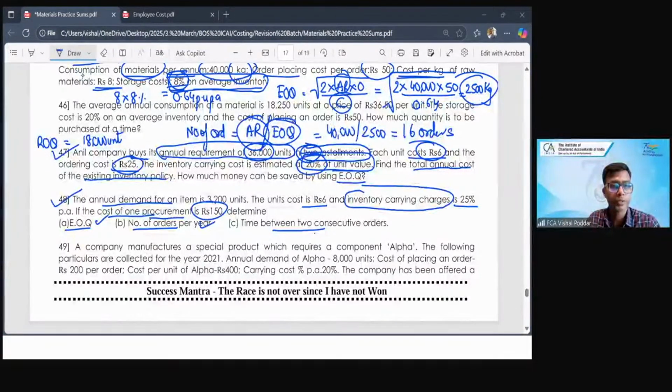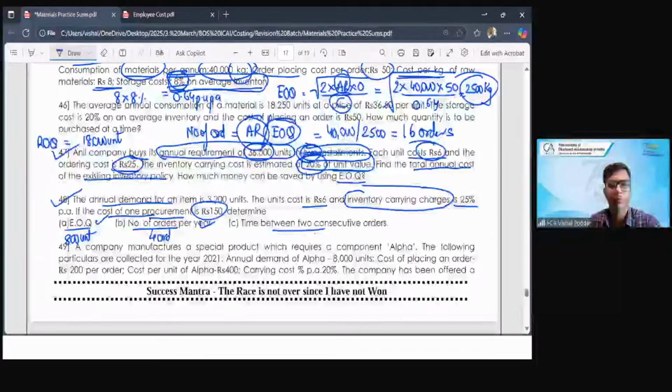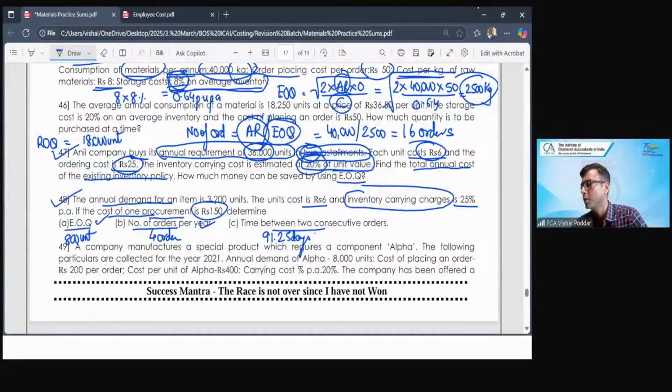Okay, so the answers which I have, 800 is EOQ, number of orders is 4, and the days is 91.25. I'll first write down this, then we'll just quickly check. So this is 800 units. This is 4 orders. And I think the days given are 91.25 days. Please use denominations. Don't simply write the value. Mention what that value is, whether it is cost, whether it is days, whether it is quantity.